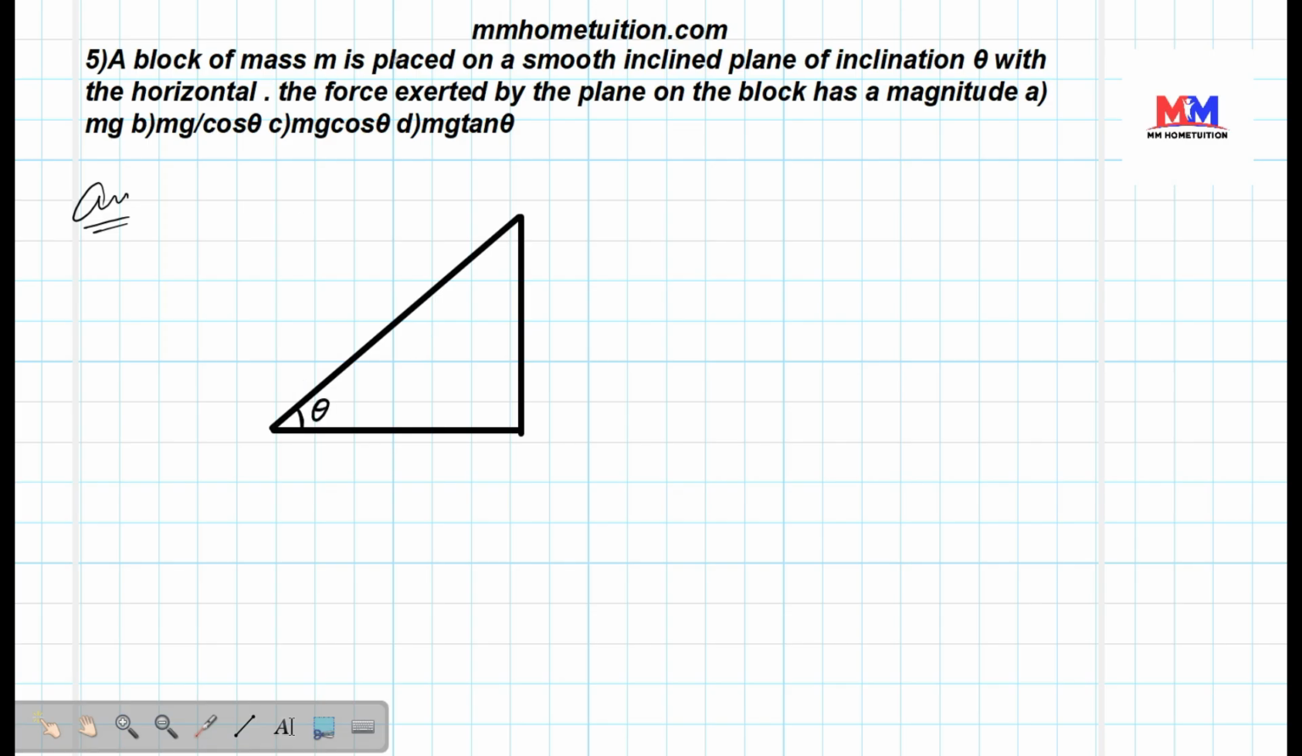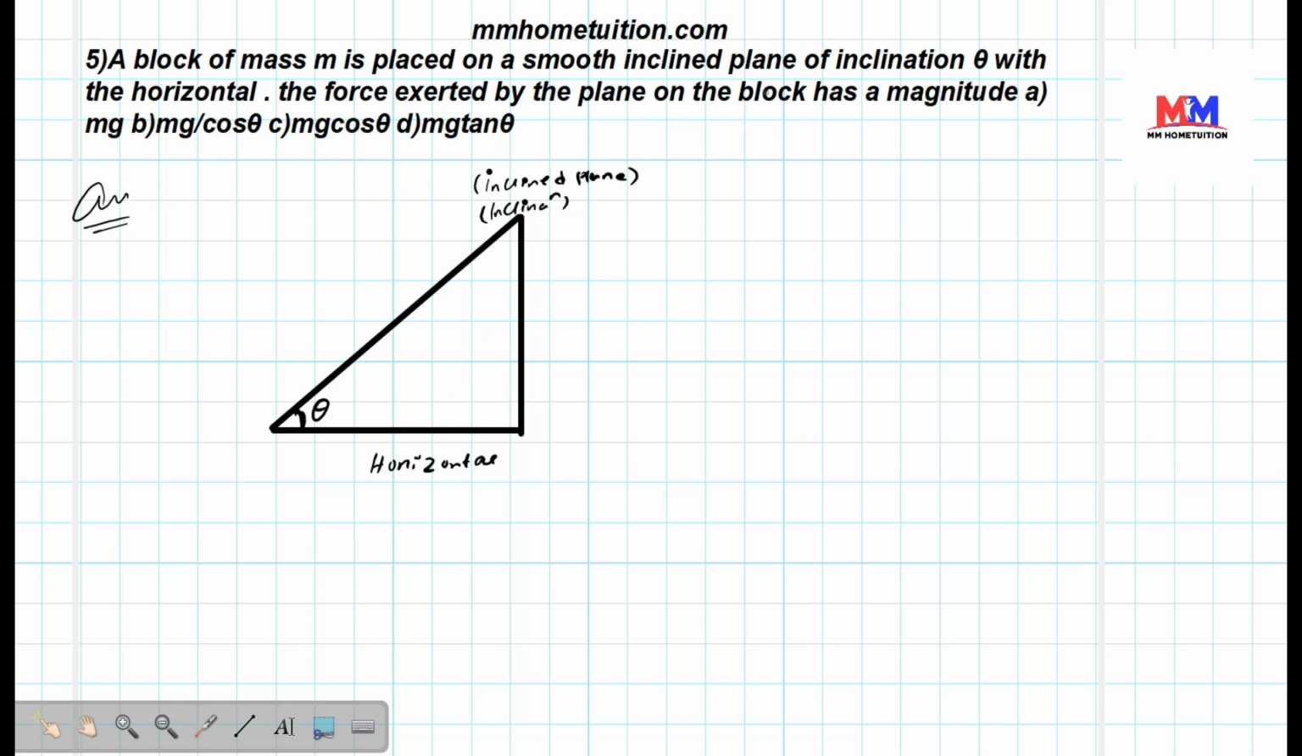So this is the inclined plane, or we can call this the inclination, and this is the horizontal. This inclined plane makes an angle theta with the horizontal. The force exerted by the plane on the block has a magnitude of what?